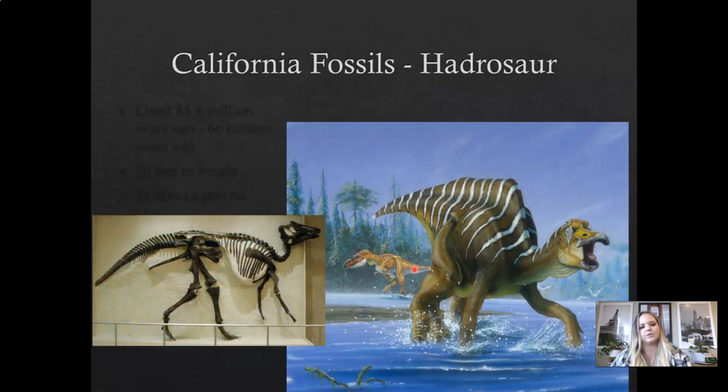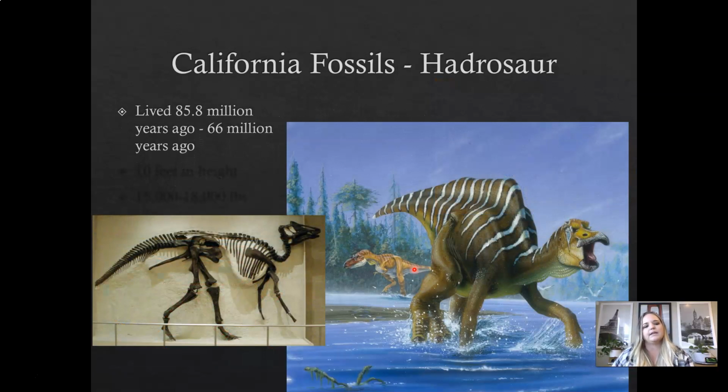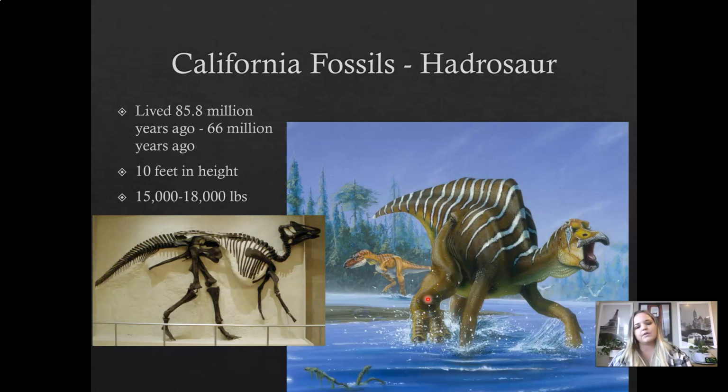Then we have the hadrosaur, which lived between 85.8 million years ago and 66 million years ago. And they stood at about 10 feet in height. And they were about 15,000 to 18,000 pounds in weight. They were herbivores, so they fed off of trees and leaves and plants and things like that. They would have been eaten by a T-Rex, like you see in the background here.